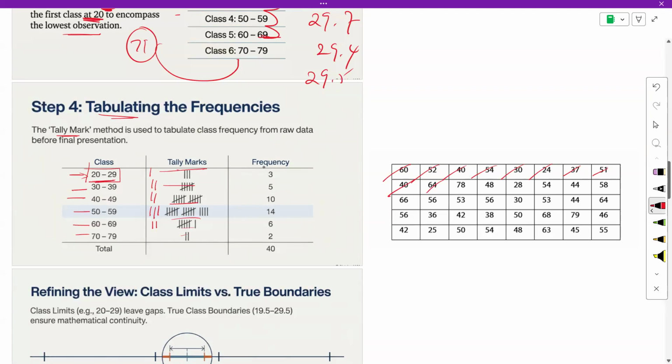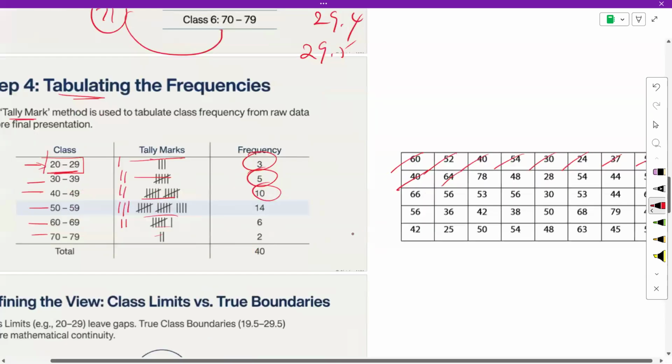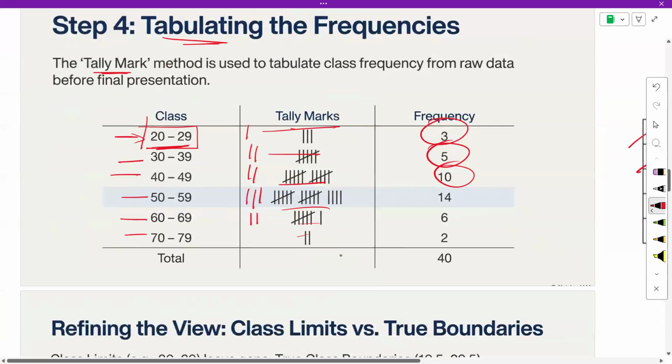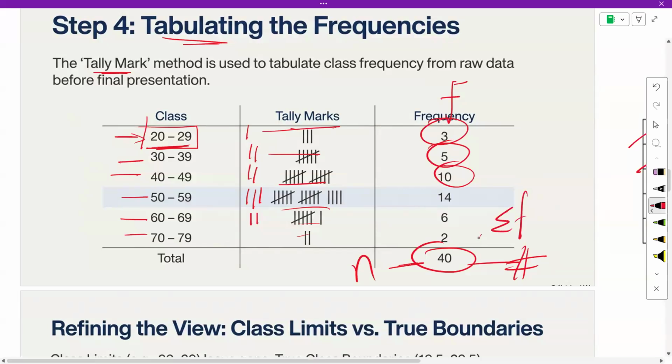20s, 3 times, and 30s is 5 times, 40s is 10 times. Like that, we can calculate the frequency, the number of occurrences. So altogether, the total of frequency should be equal to the number of observations. We call frequency F, and this is the sum of frequency. The sum of frequency is always equal to the number of observations. So this is how we tabulate the classes.